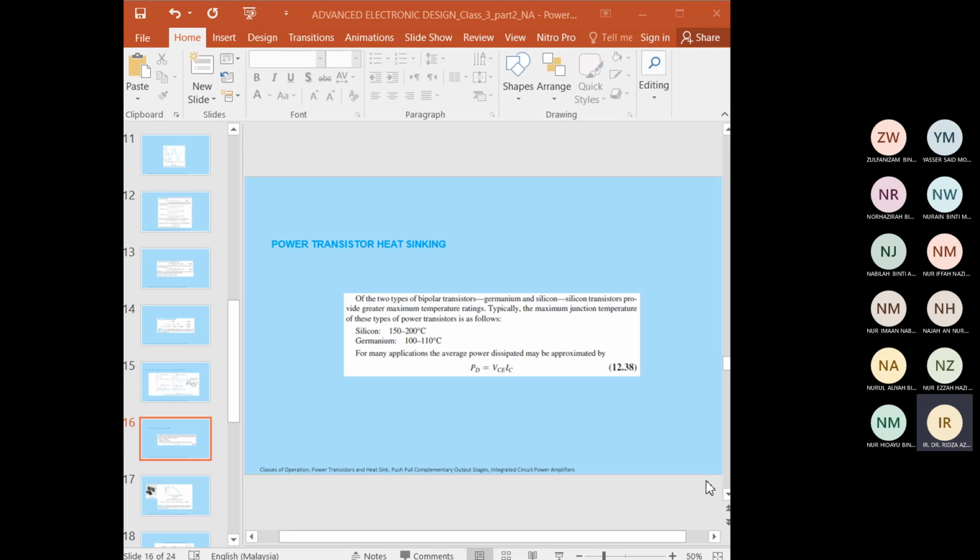For many applications, the average power dissipated can be calculated using this equation, PD equal to VCE times IC. This power dissipation is allowed only up to the maximum temperature. Above this temperature, the device power dissipation capacity becomes reduced. So at a higher case temperature, the power handling capacity is reduced down to 0 watt at the device maximum case temperature. That's why it's very important to calculate the power dissipated, to make sure our design can give the optimum power requirement.